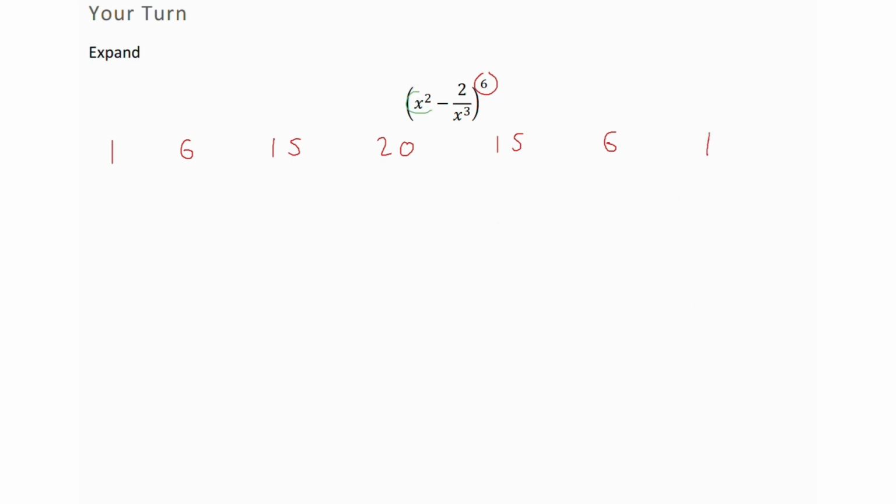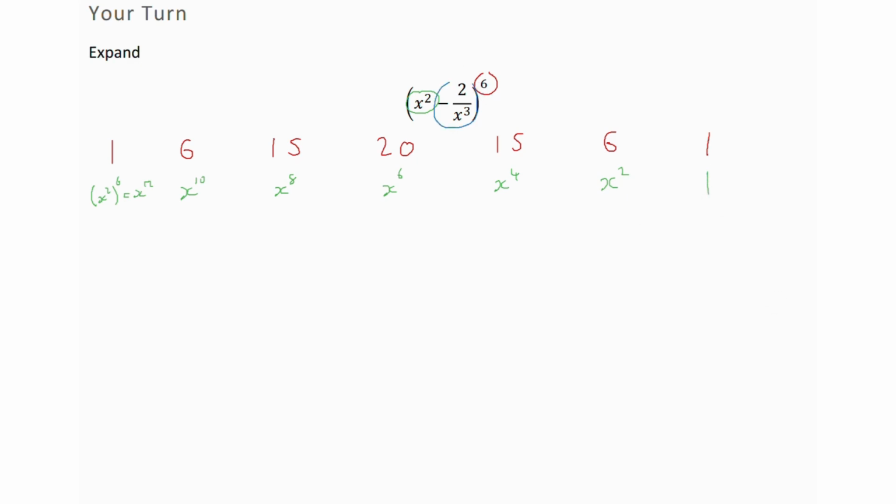Now we're going to take the decreasing powers of x squared. So it's x squared to the power of 6, which is x to the power of 12. x squared to the power of 5, which is x to the power of 10. x squared to the power of 4, which is x to the power of 8. x squared cubed is x to the 6. x squared squared is x to the 4. x squared to the 1, and x squared to the 0.